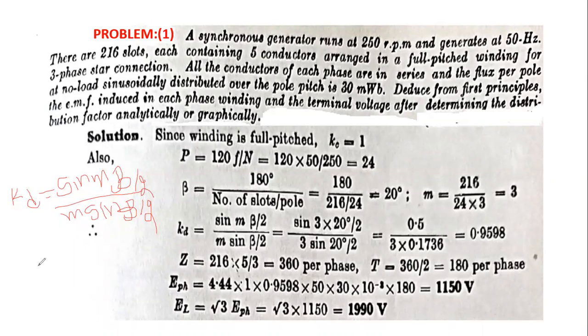First, we calculate the beta value. After that, we calculate the M value. What is the formula for beta? The total angle, 180 degrees, divided by the number of slots per pole. The number of slots is 216, so slots per pole is 216 divided by the number of poles. How many poles are there?